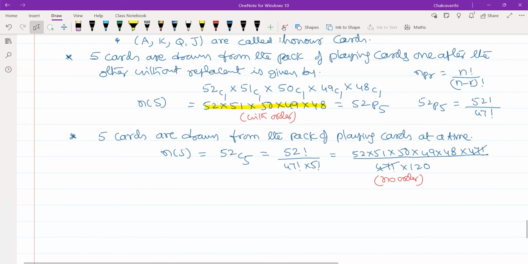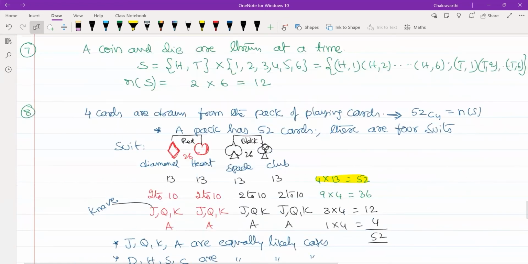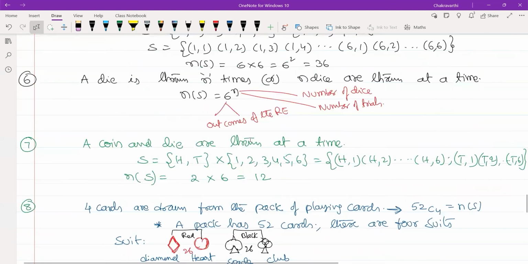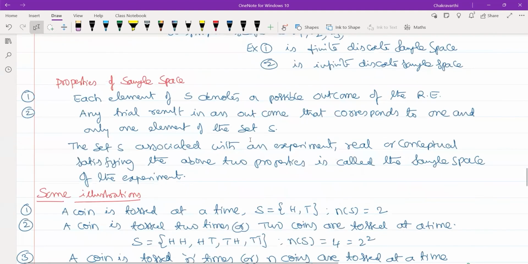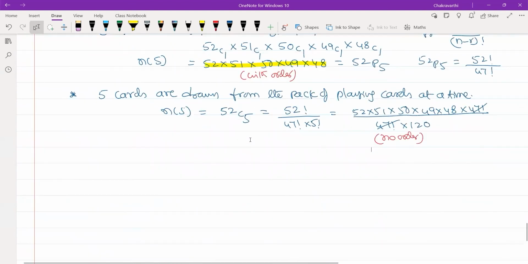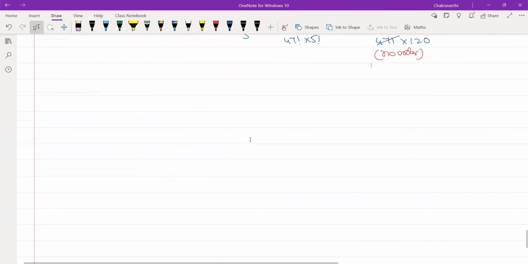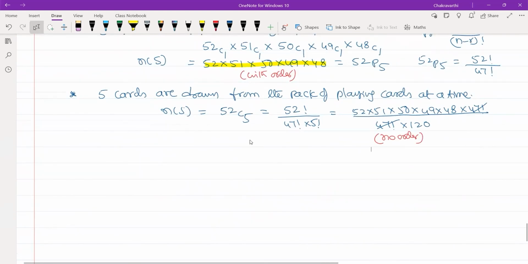Attendees, any doubt regarding these examples? Today, many examples are given as illustrations of sample space. These are important here. So now one more example. I am giving one more example, that is the ninth illustration.